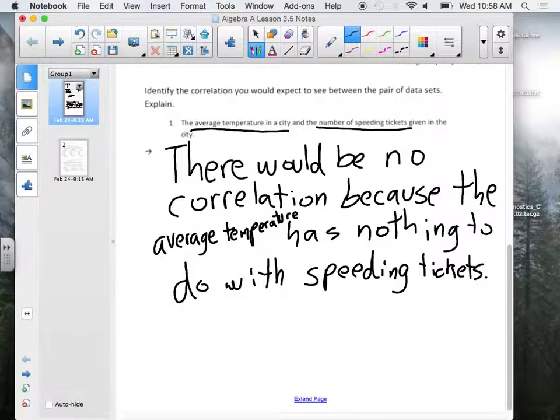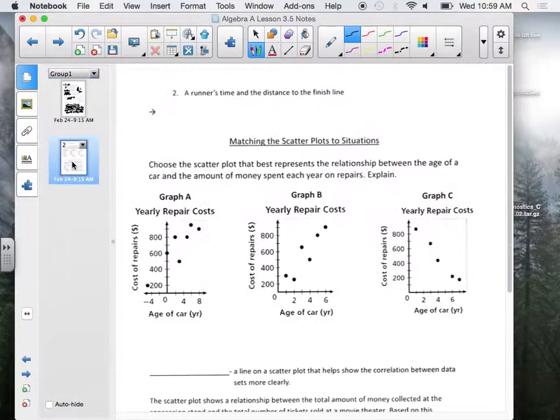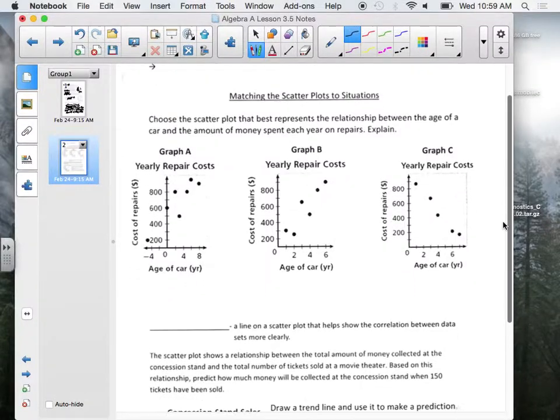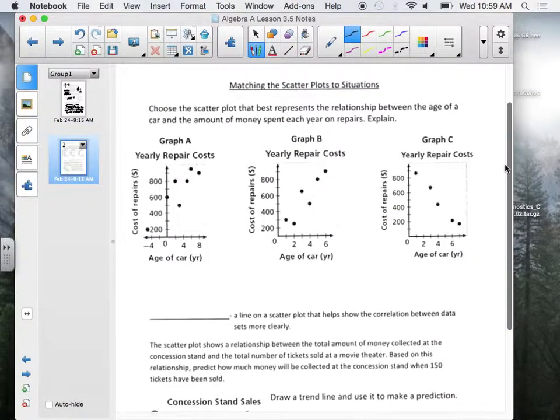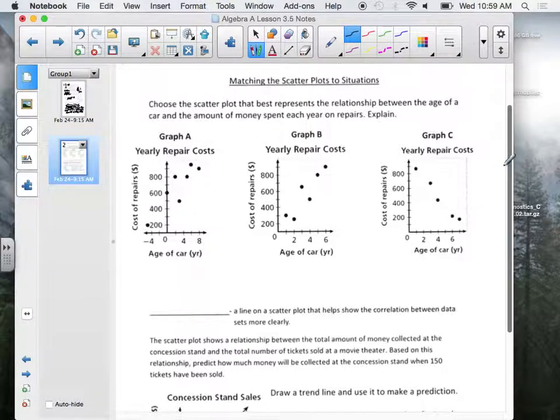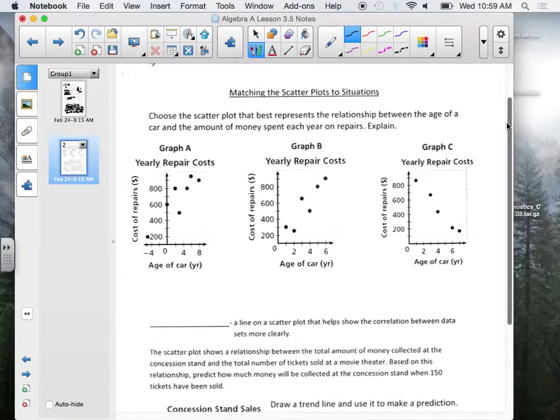Everyone good with this? Does anyone have any questions about positive, negative, or no correlation? Okay. And then on the next slide, we will just be going up until these pictures of the graph, so you don't have to fill in or worry about the bottom part yet. So, next part, we are going to be choosing a scatter plot that best represents the relationship between the age of a car and the amount of money spent each year on repairs.